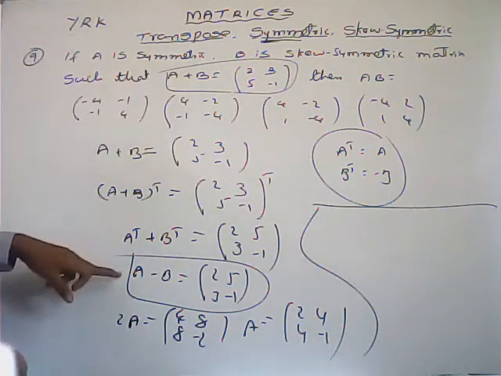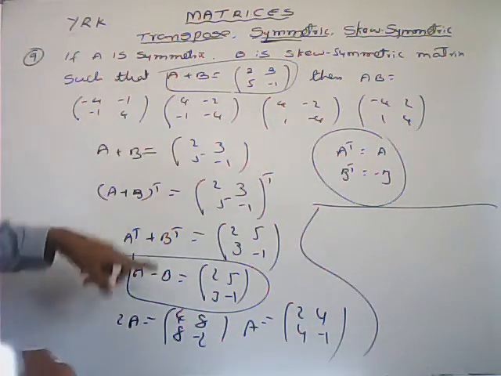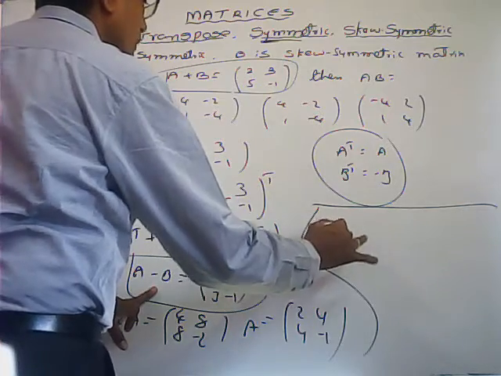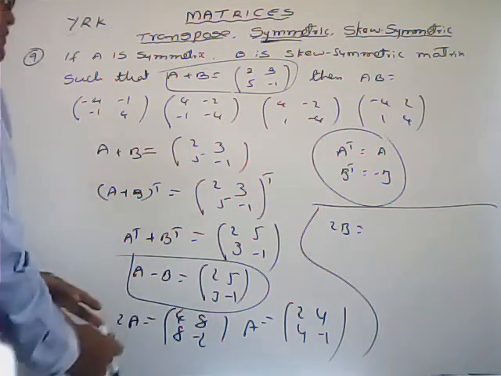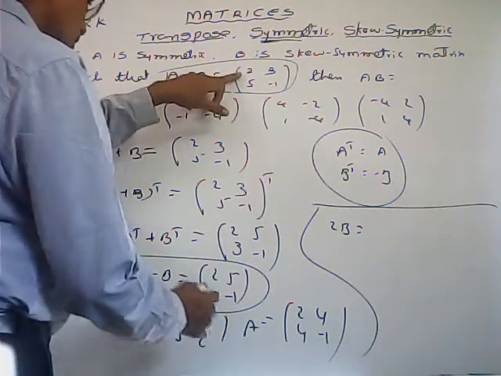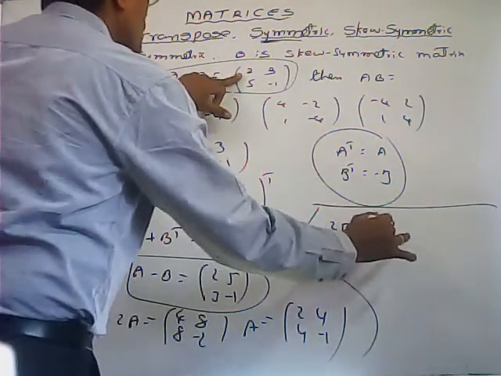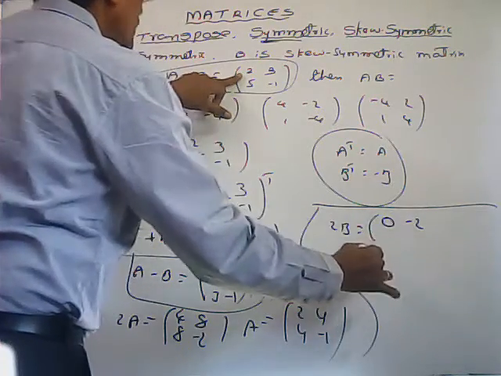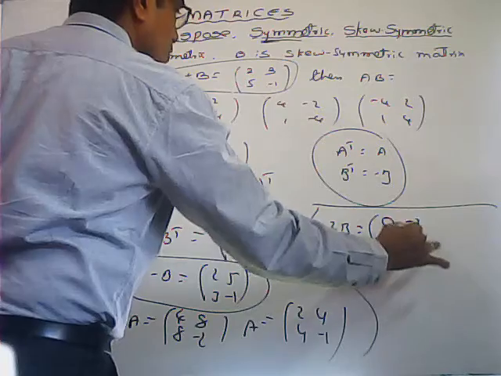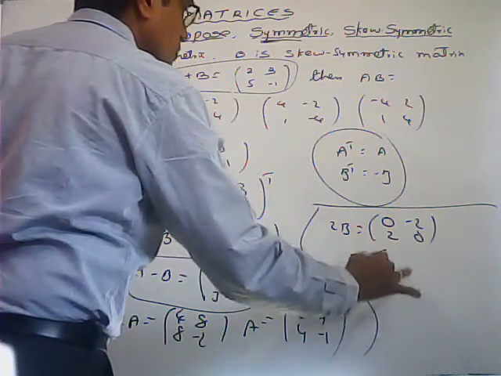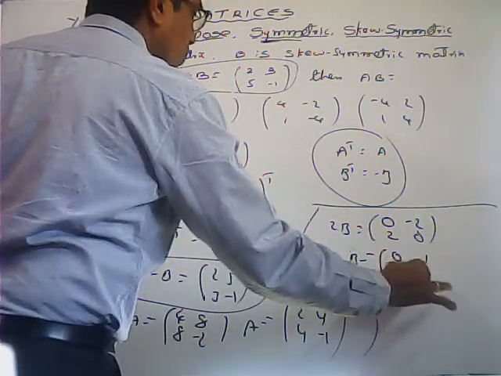Here A minus A both get cancelled. B minus of minus B, that is 2B. Here I am subtracting, so you have to change the signs of the second equation. 2 minus 2, that is 0. 3 minus 5, minus 2. 5 minus 3, 2. Minus 1 minus of minus 1, that is 0. So B is equal to 0 minus 1, 1, 0.